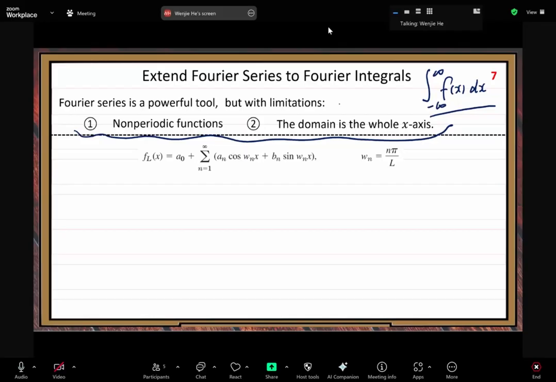So here I need some space. Can you do it? Let's say from capital K to capital K plus 1, one interval with length 1, the integral of f of x dx, but I take the summation over capital K from negative infinity to positive infinity. Can we do that?